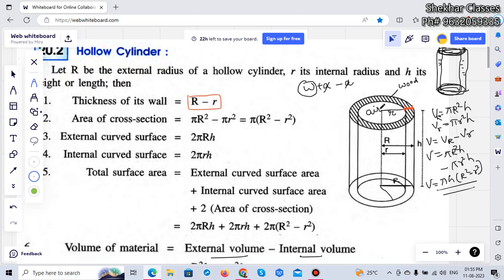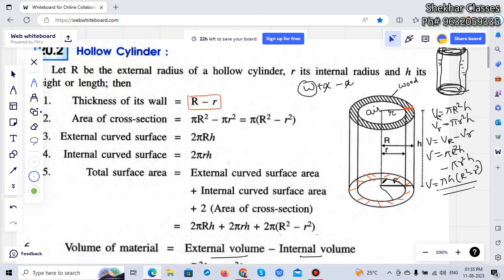Now comes the area of cross section. So how do you find the area of this cross section, which means the area of this part? To find the area of cross section, you will take the area of the bigger circle, which is pi capital R square.